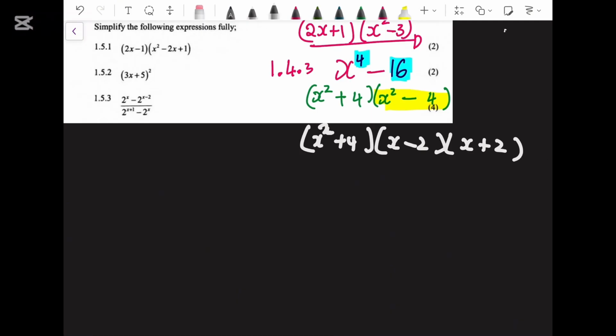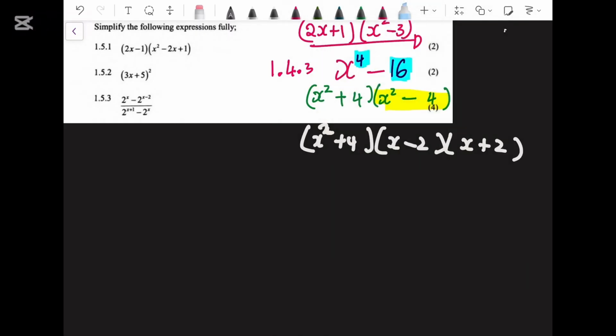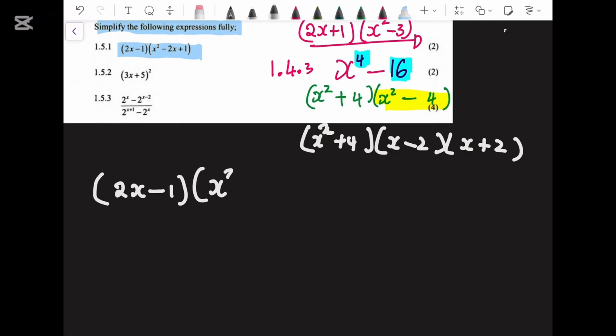Okay, let's move to the next one. So the last 3 questions now. Simplify the following expression fully. So here we are given the product. So we just need to remove these brackets and add the like terms if there are any. So we have 2x minus 1 times x squared minus 2x plus 1. You need to remember that everything in the first bracket will multiply everything in the second bracket.